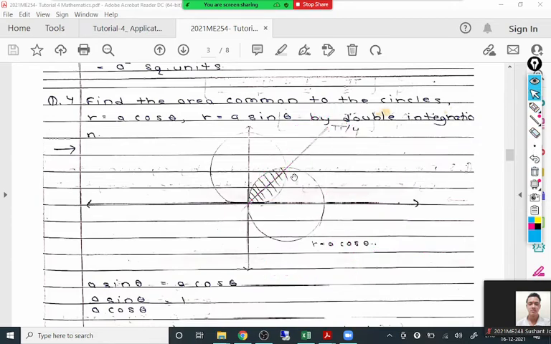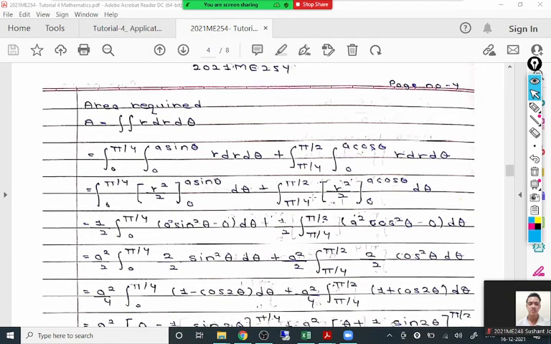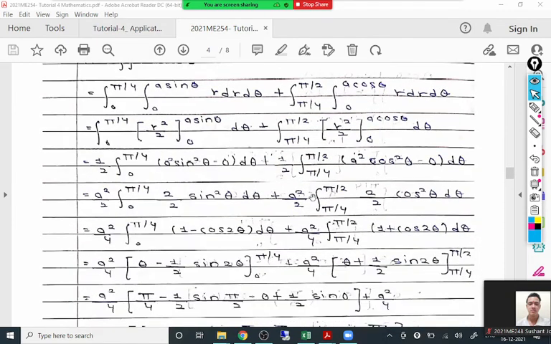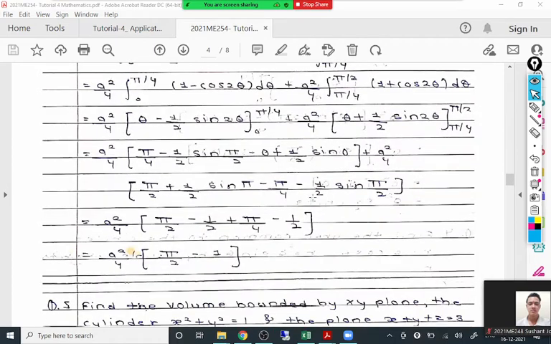Let me see how he did it. Okay, he did it separately, so he did double calculation there, but you can take 2 times. So your answer is coming a square by 4 into pi by 2 minus 1. That's the correct answer, square unit. a square by 4 into pi by 2 minus 1 square unit. Any doubt here?